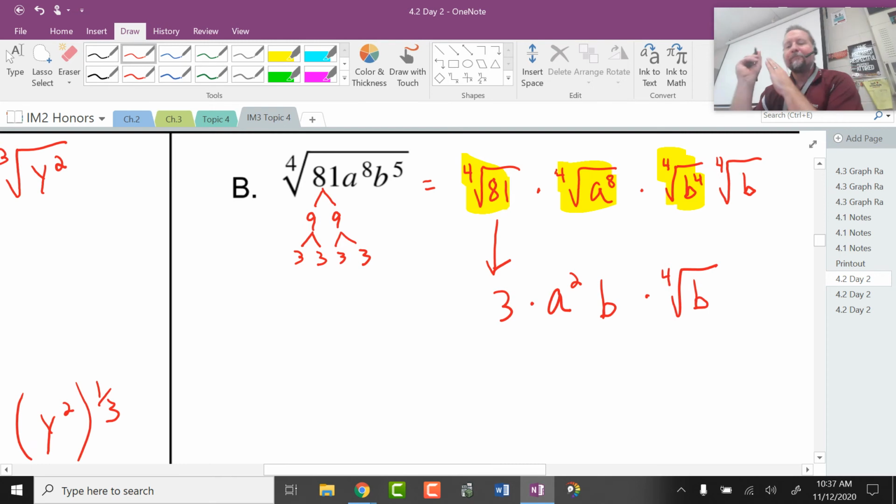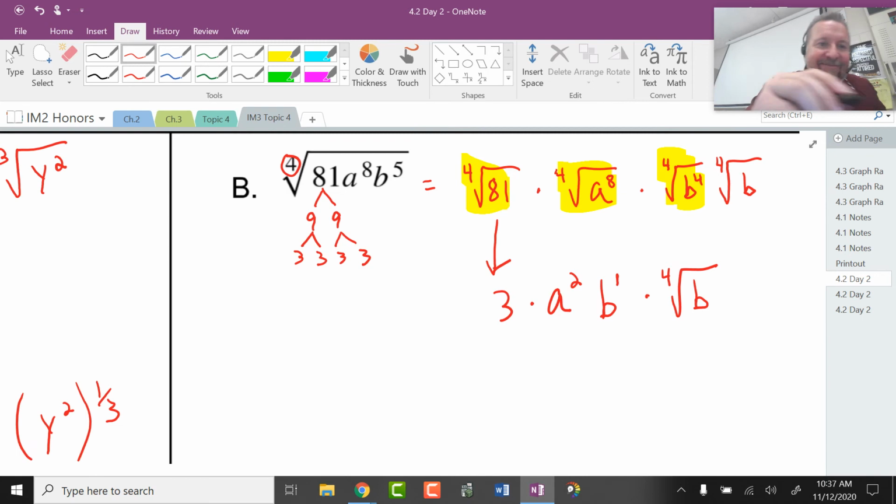Now I think I know why Mrs. Fasola did say something about b here, but what was the rule when we take a fourth root and we have an odd power resulting on that b? What am I supposed to put around that? Do you remember, Matthew?